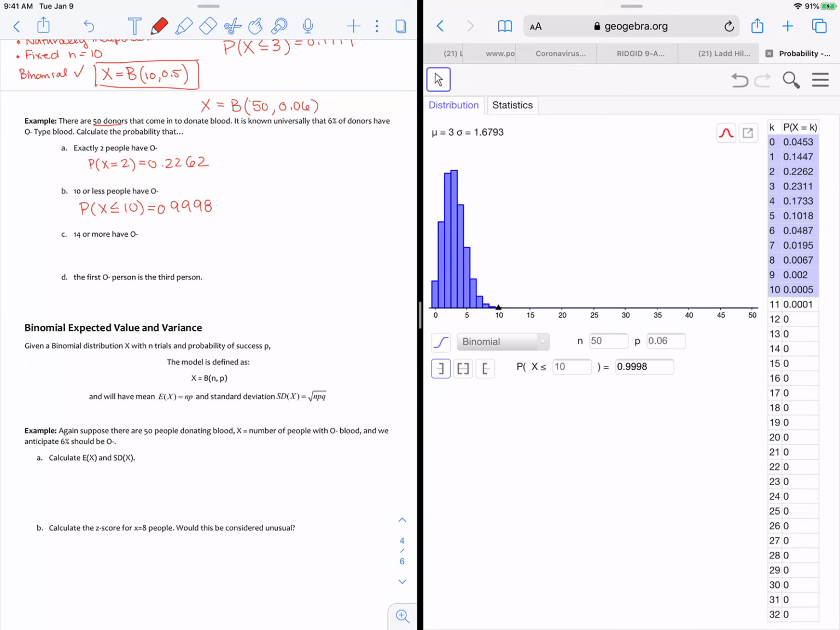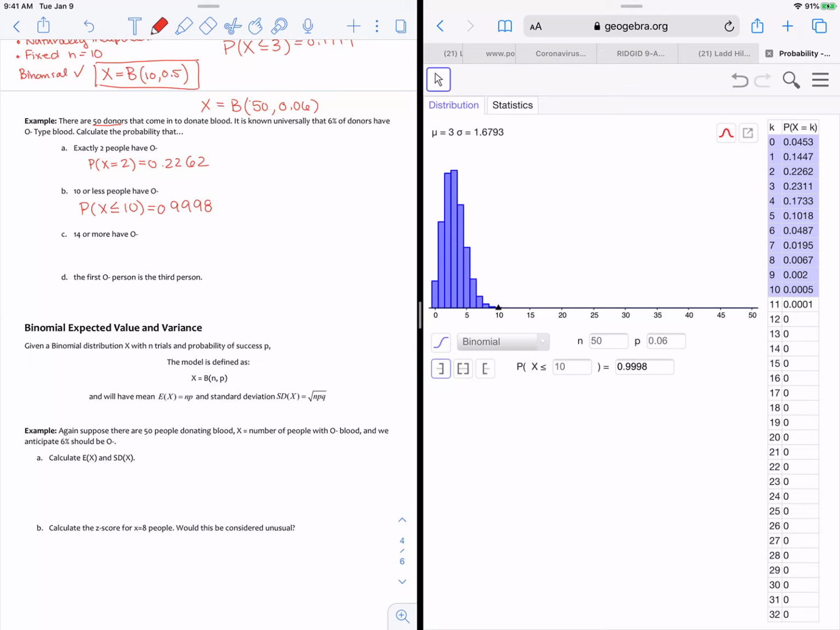All right. And we know that this is going to be correct because if we look at the picture, we have shaded almost everything in it. Almost that entire curve has been shaded. If we look at the right-hand table, there is only that 0.0001 that has not been highlighted in our table, and then the rest were zeros. And so that makes sense that we have almost 100% chance of having 10 or fewer people out of our group of 50 who have O negative blood.